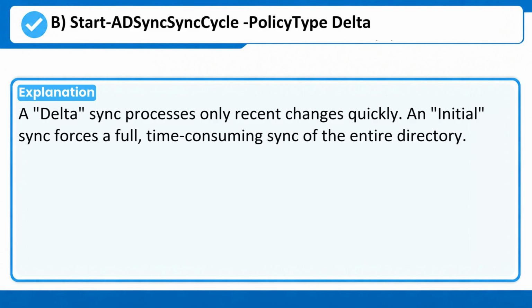Correct answer, B. Start-ADSyncSyncCycle -PolicyType Delta. Explanation: delta sync processes only recent changes quickly. An initial sync forces a full, time-consuming sync of the entire directory.